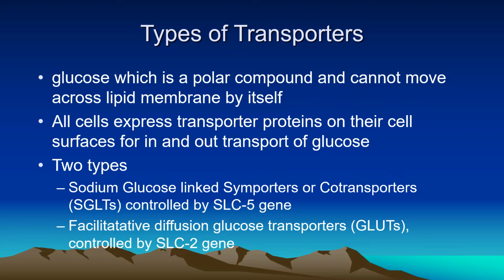There are two types of transporters found on the cell membranes in our body. Glucose as such is not able to get into the cell because it's a polar compound. Therefore, it requires the help of a transporter. Transporter proteins are of two types: the sodium glucose linked symporter or co-transporter, which carries glucose along with sodium across the cell membrane and is controlled by the SLC5 gene. The other one is the facilitative diffusion glucose transporter, which we call GLUT, and that is controlled by the SLC2 gene.